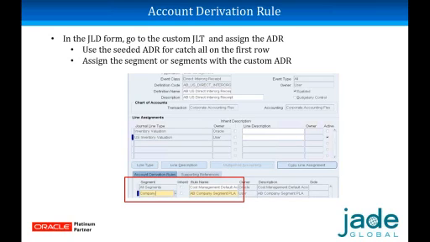So the rule of thumb is, for the first row, use the seeded ADR to catch all segments. So meaning you will use the seeded account derivation rule for all, and then you can specify the specific segments where you have a custom account derivation rule. So in this case, the company segment was added using the account derivation rule, AB company segment PLA.